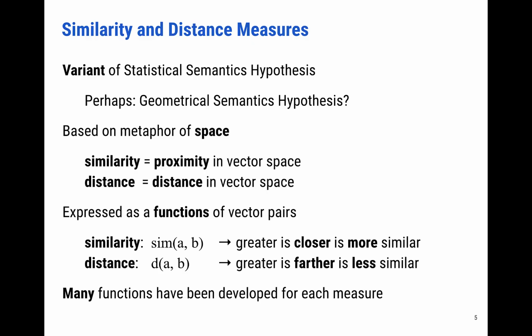So typically similarity is expressed in the following way: sim(A, B), where the output value is a number such that a greater number means things are closer, and therefore more similar, whereas distance functions you usually write as d(A, B), as shown, where the output value is a number which, if greater, means that the two things are farther away and therefore less similar.